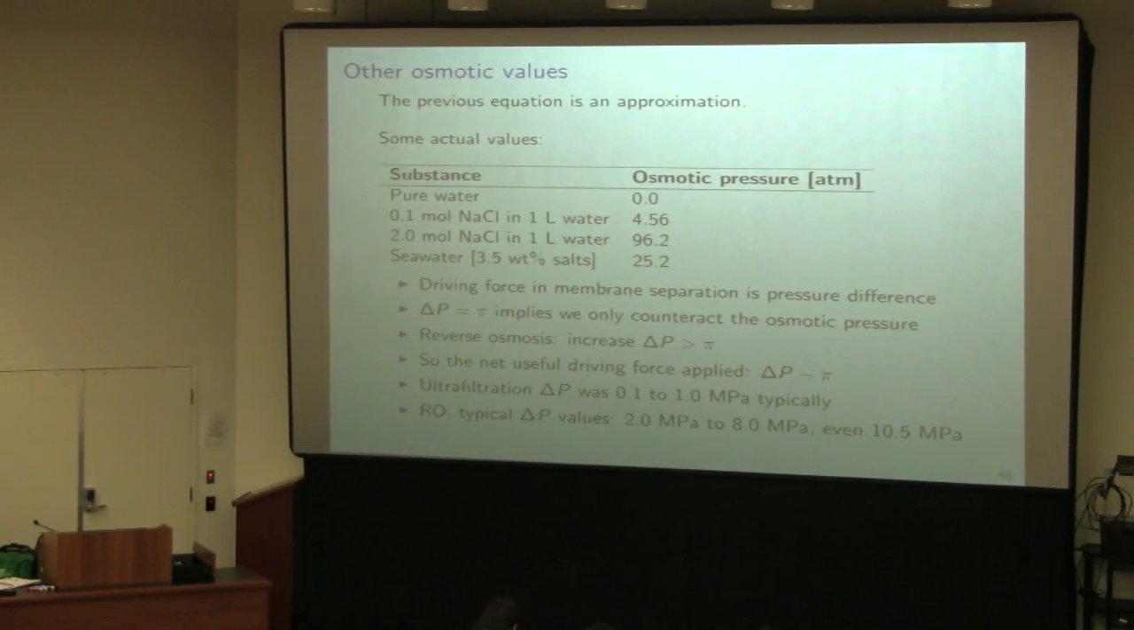So just some numbers here then. In ultrafiltration, we were looking at values that ranged up to 1 MPa for typical separation at the high end. Reverse osmosis, we start at about 2 MPa and we go all the way up to 10 MPa to drive that separation. So an order of magnitude greater energy requirement for reverse osmosis.